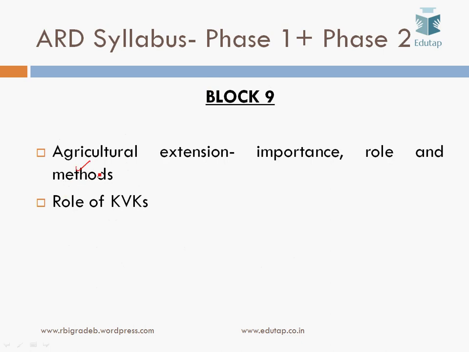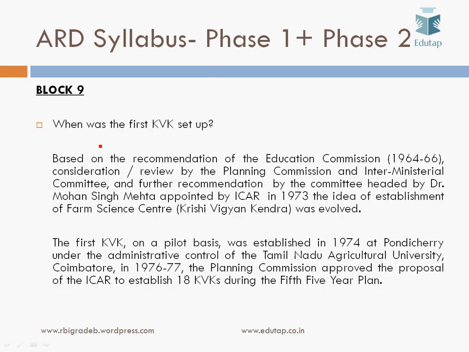Now the 9th block is based on agriculture extension, that is the role of Krishi Vigyan Kendras, and one question was asked on this block, that is, when was the first KVK set up. This is a simple basic question: it was set up in 1974 at Pondicherry. If we see the history of the Krishi Vigyan Kendras, based on the recommendations of the Education Commission, review by the Planning Commission and Interministerial Committee, and further recommendations by the committee headed by Dr. Mohan Singh Mehta, appointed by ICAR in 1973, the idea of establishment of Farm Science Center, or in Hindi Krishi Vigyan Kendra, was evolved, and the first one was set up in 1974 at Pondicherry. Fine, this question was asked in the last year paper.